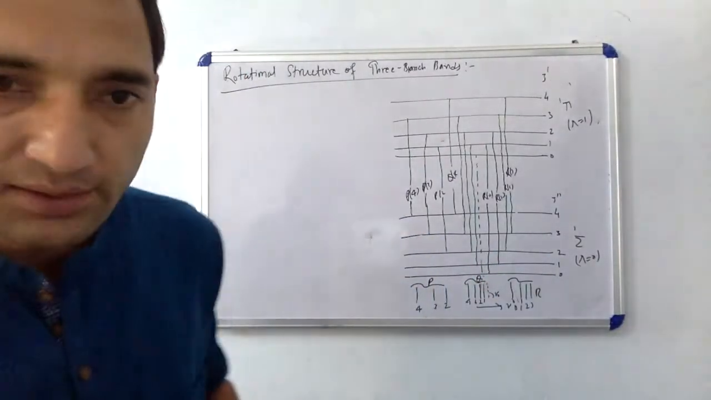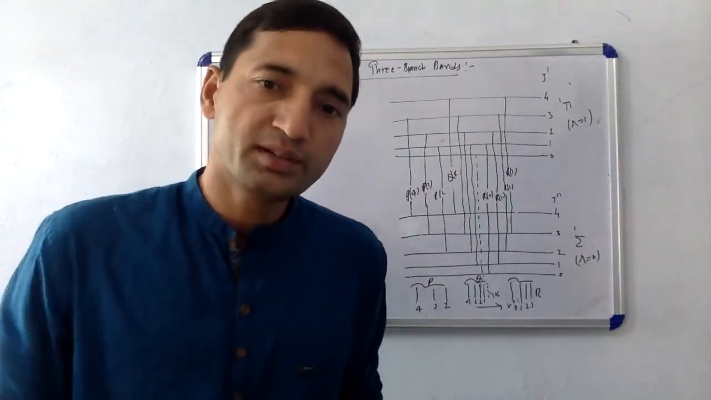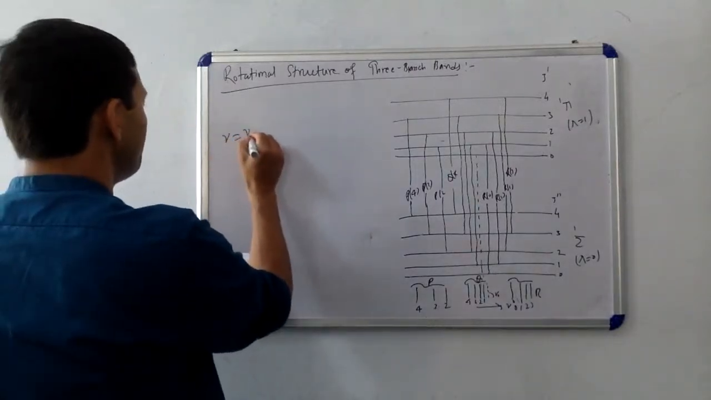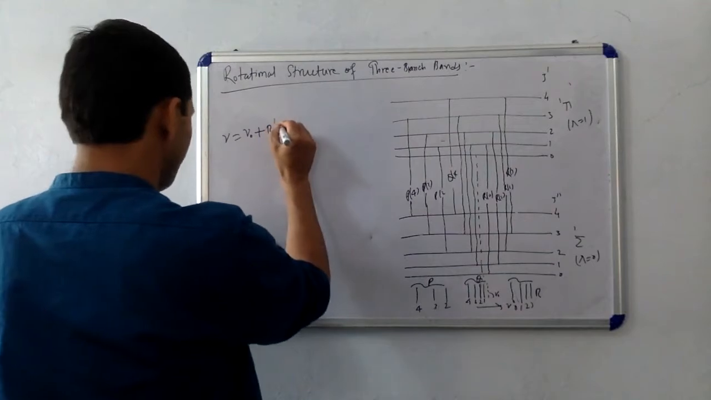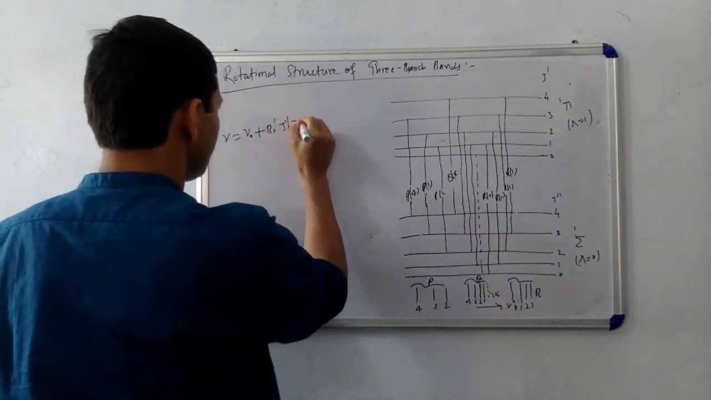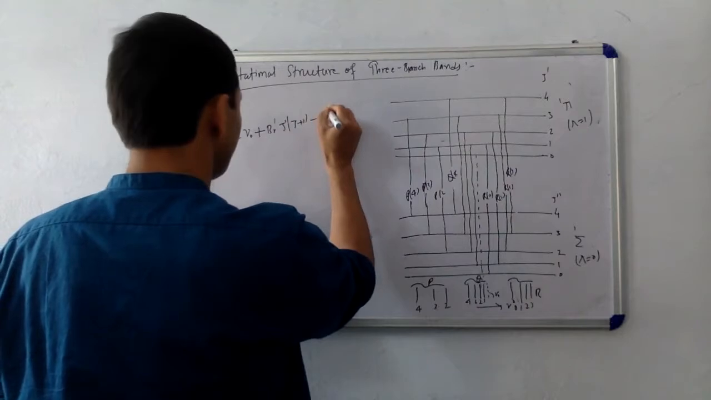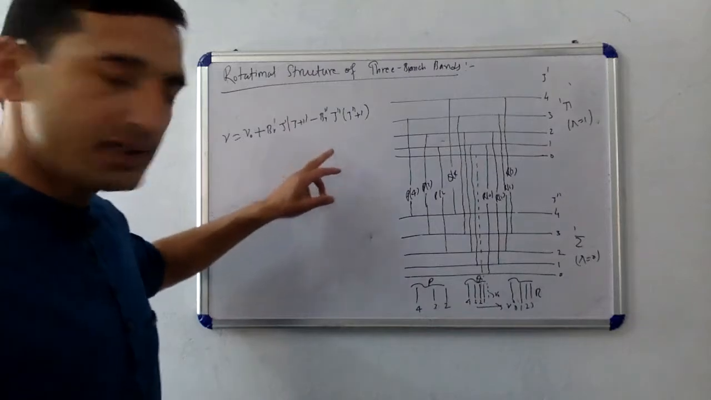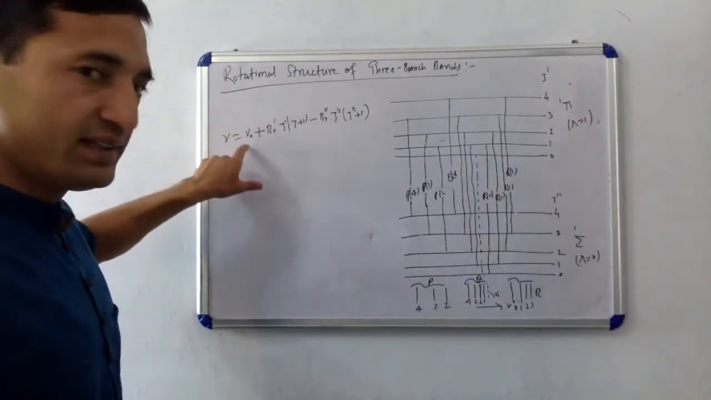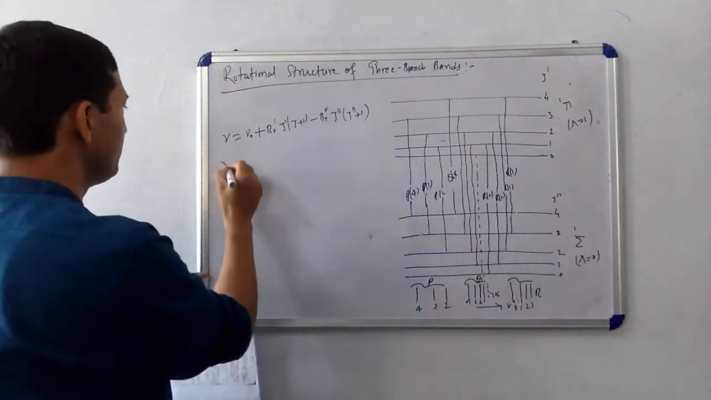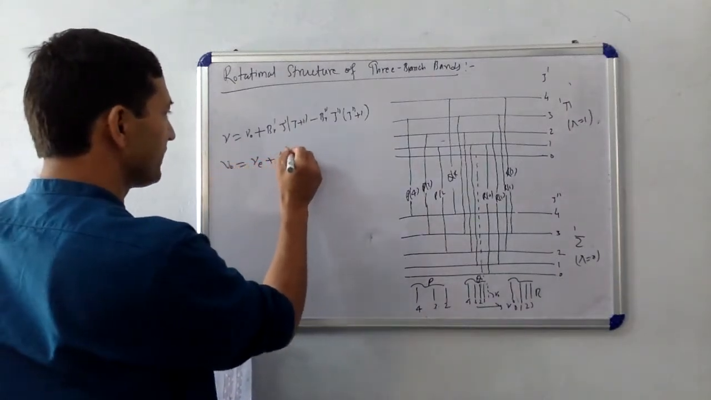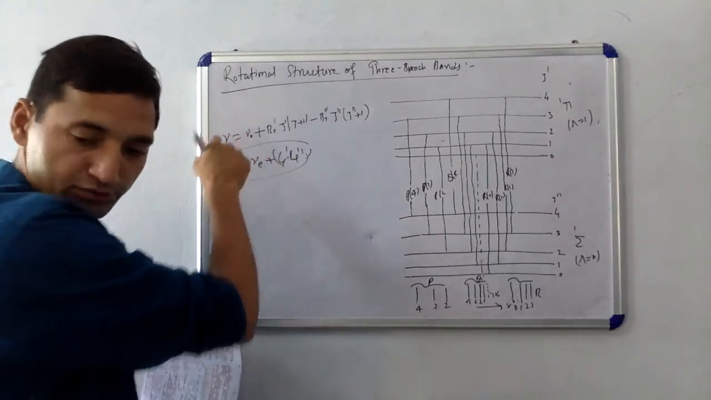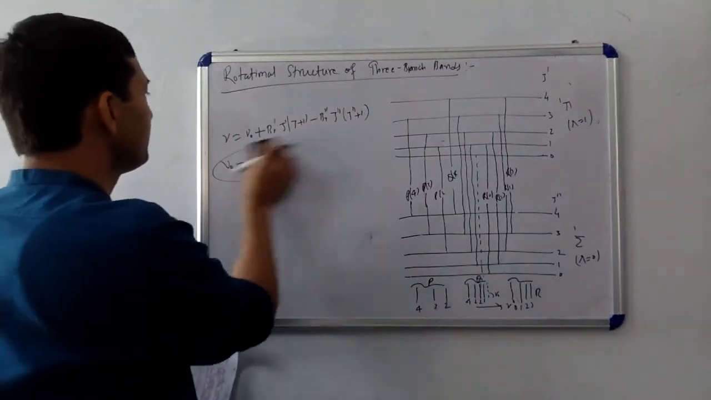So the general expression we did in the last class will remain the same. So ν = ν₀ + B′ᵥ J′(J′+1) − B″ᵥ J″(J″+1), equation number 2 in the last class. This is a resultant of my vibration and the electronic. If you remember, this value ν₀ is equal to νₑ + ν′ − ν″. I wrote νₑ there, so you just correct that.